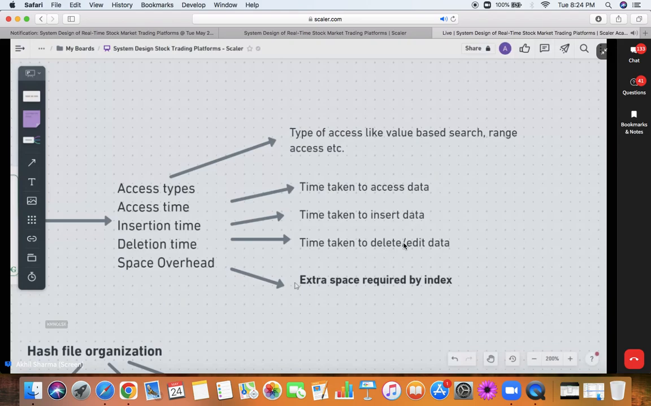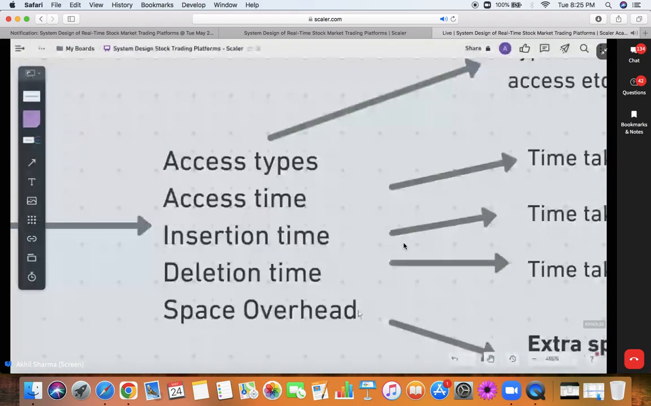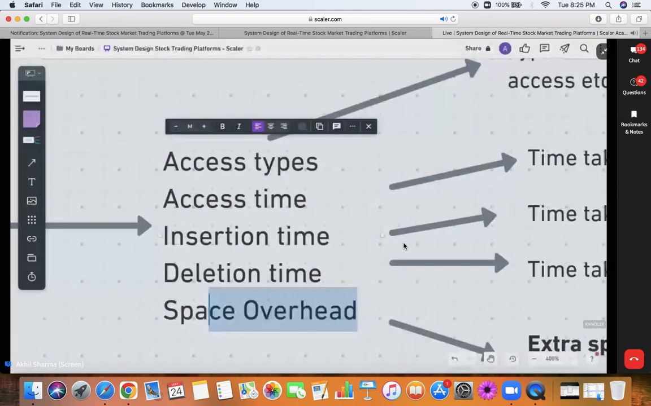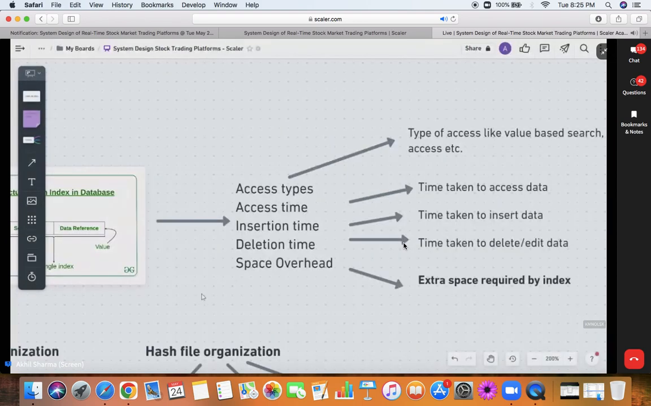So this last one is the most important. The other ones, if you don't know, that's okay. But from an interview perspective, this could be an important question for you: What is the space overhead in indexing of a database?